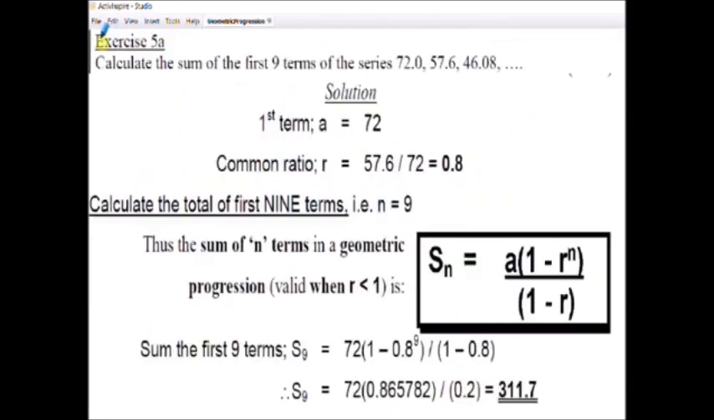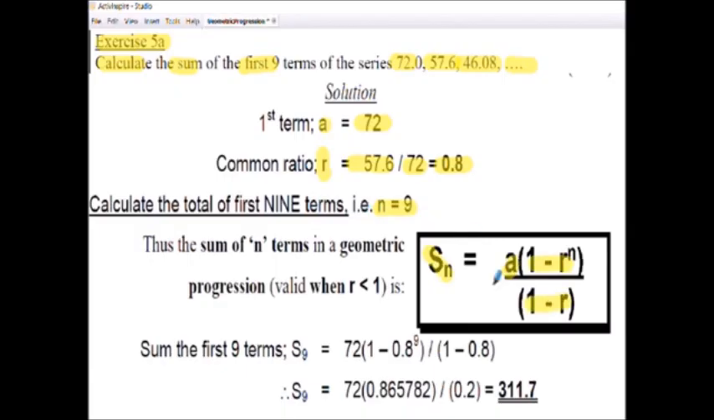Okay, exercise 5a here. We're asked to calculate the sum of the first 9 terms of the series, 72, 57.6, 46.08, etc. So the first term in the series, a, is equal to 72. The common ratio is the second term divided by the first term, so that's 0.8 in this case, and the little n is 9. We'll use the Sn equation equals a open bracket 1 minus r to the n, close bracket, divided by 1 minus r in this case.